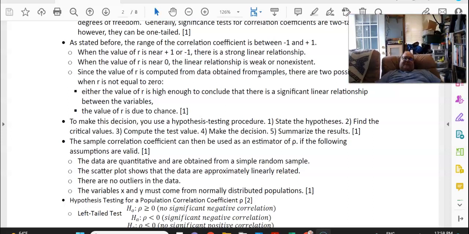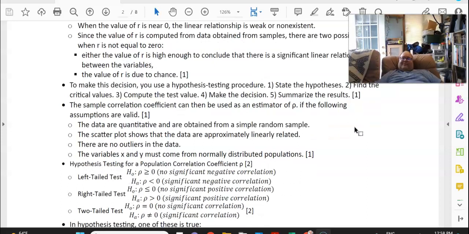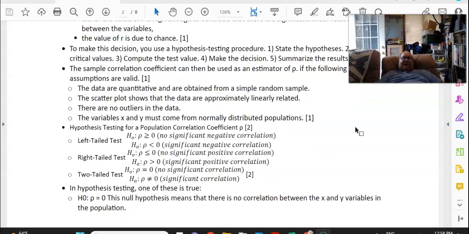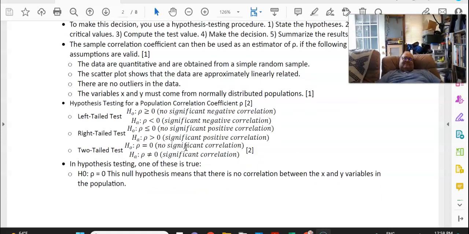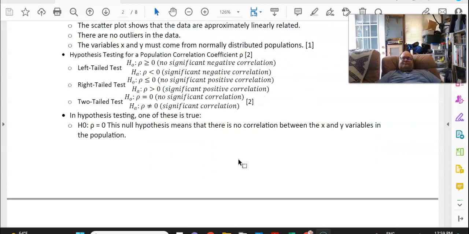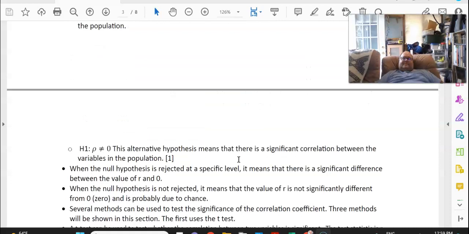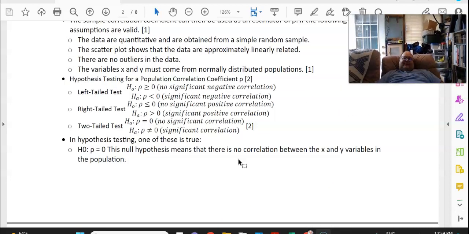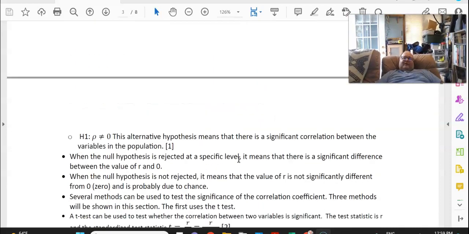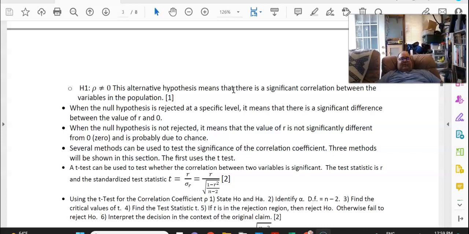Another way we can do that is to do a hypothesis test, where we compare the population or sample correlation coefficient. Generally it's going to be a two-tailed test. If it is statistically matched to zero, then there is no significant correlation. If it is not, then there is a significant correlation. And that R value or rho value is what we determined before.